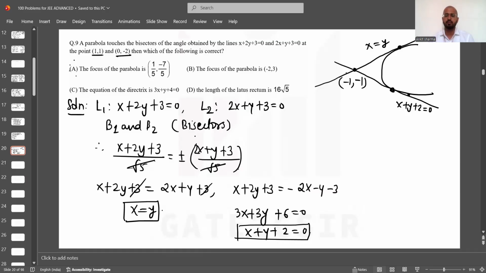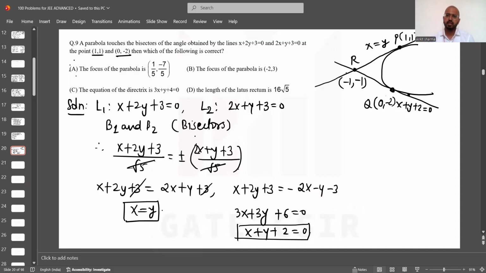I'll call this point of intersection, say, R. And this is my point B, and it touches the point 1 comma 1. So 1 comma 1 will lie on this line. So I'll write down P as 1 comma 1, and point Q will be 0 comma minus 2. So 0 comma minus 2 will lie on this line.